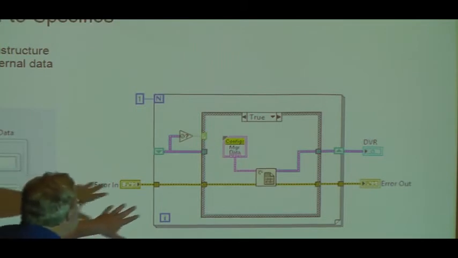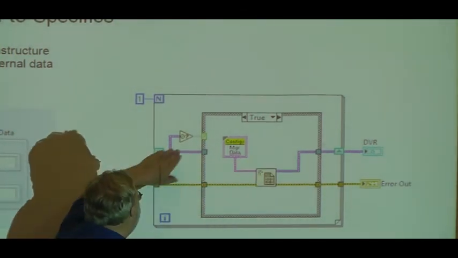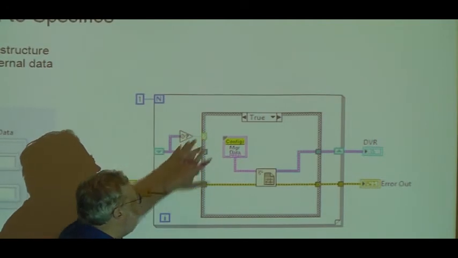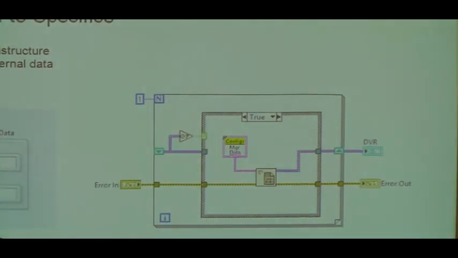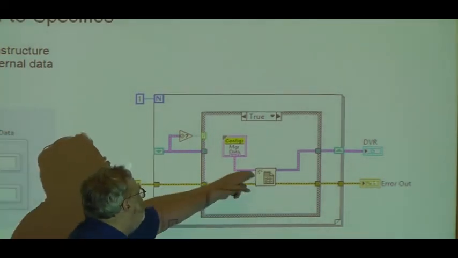whether or not this case here runs depends upon whether or not this reference here is valid or invalid, actually. If it's invalid, then we run the initialization code, which initializes the shift register. So every time after that, you will always get a reference to the same DVR. That's point number one.